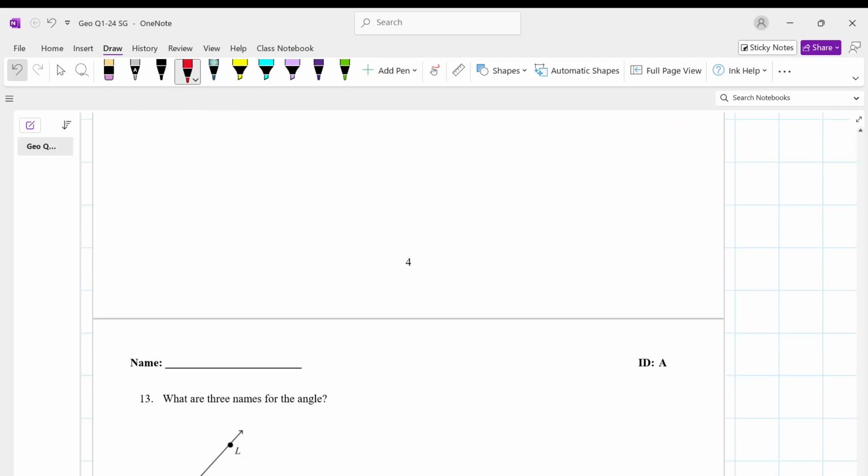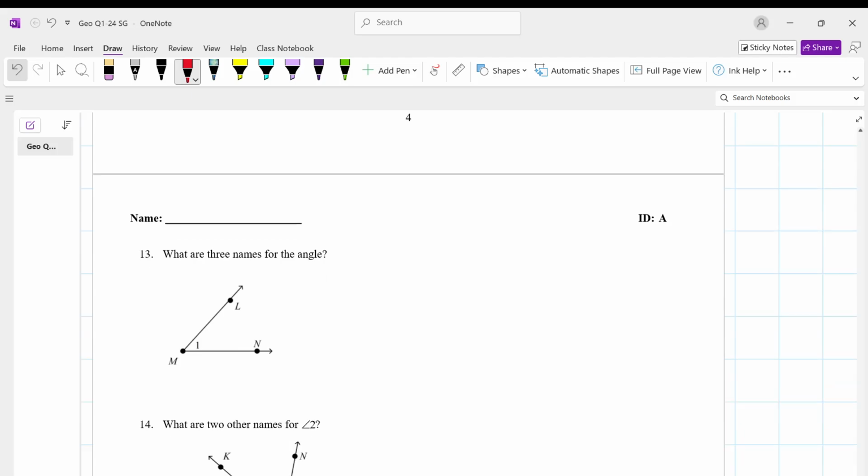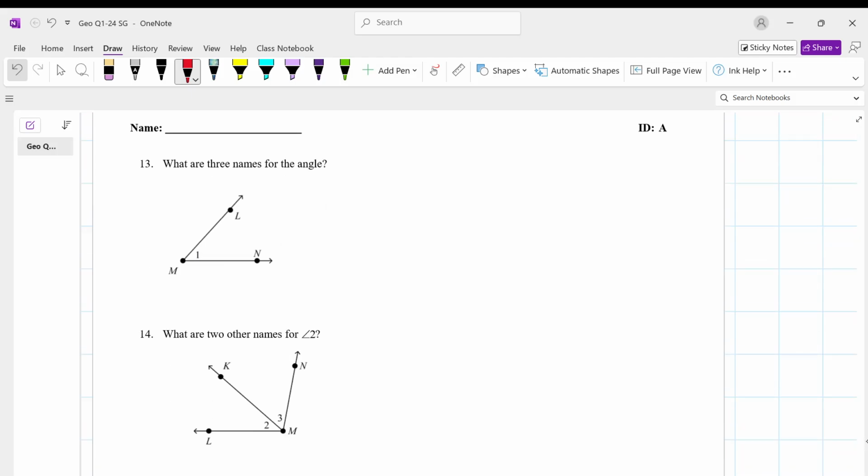All right, hang in there. I think we just got 2 questions left, and they're short ones. Problem number 13. What are 3 names for the angle? This angle, we can call it angle 1, because of the 1 in the angle. We can call it angle M because there's only one angle in this diagram, and M is the vertex of the angle.